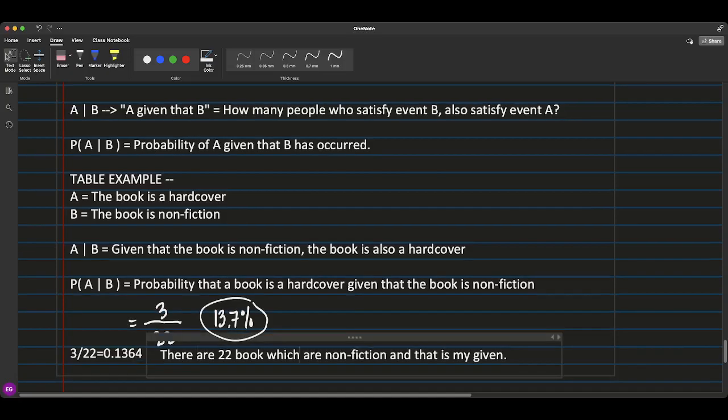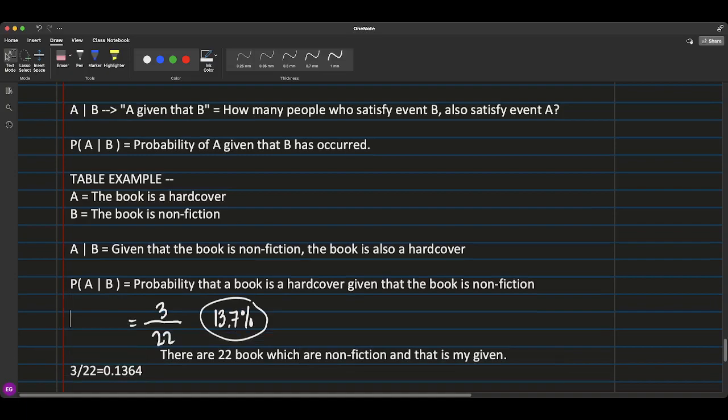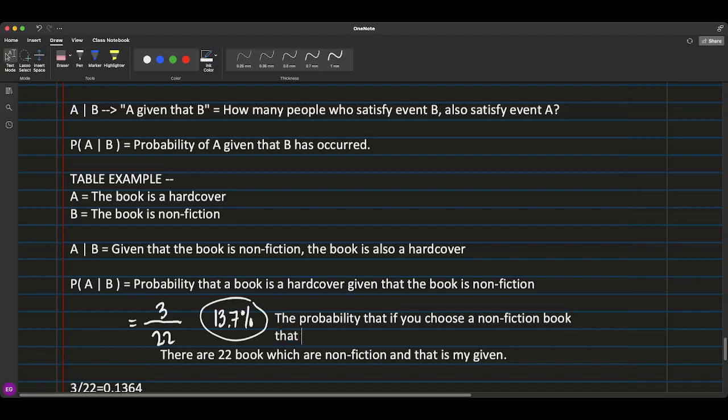So this is the probability that if you choose a non-fiction book that it is a hardcover. So notice we're restricting ourselves to non-fiction books, and then we want to know something about that.